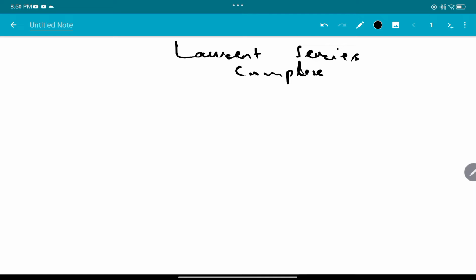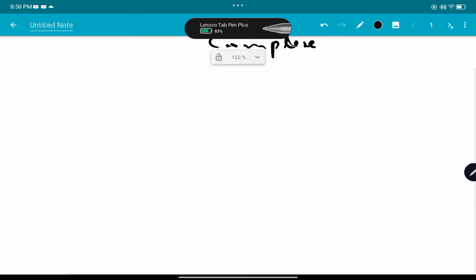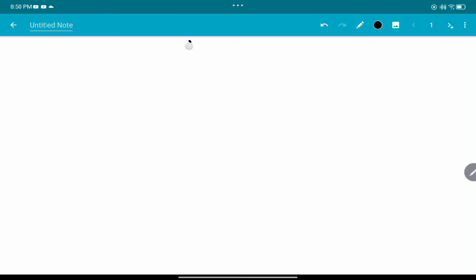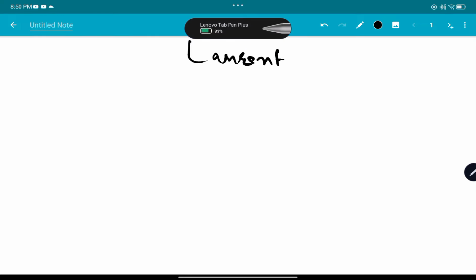In what sense is it more general? Let us see that. But before that, let us try to develop a momentum for this, understanding why the Laurent series is needed. Now, say for example, we have a complex plane, and we will be talking about, as usual, the complex plane.